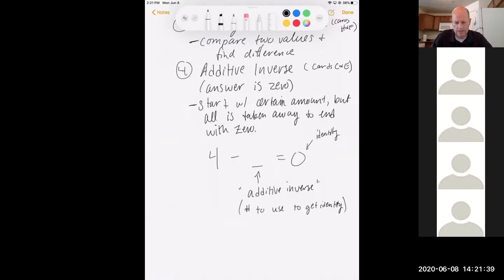We didn't do this in addition because we actually have to add a negative number to get to 0, but we won't do negative numbers really. So that's why we save this topic of inverse to the subtraction section. Okay. Any questions on the subtraction problem types?